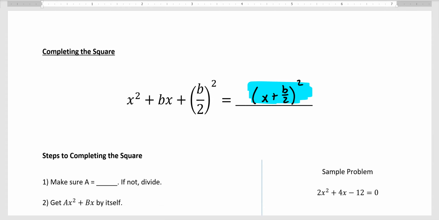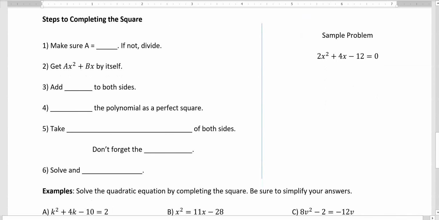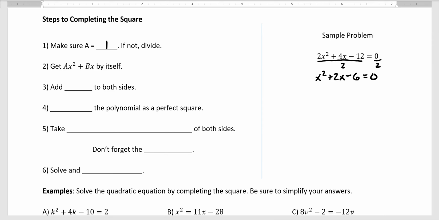All right, so let's talk about the steps to completing the square. Make sure a equals 1. If not, divide. We have to have a leading coefficient of 1 here. In this case, our leading coefficient is 2. We've got to get rid of it. Divide both sides by 2. We get x squared plus 2x minus 6 equals 0.